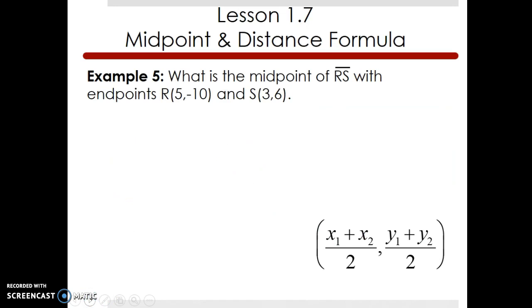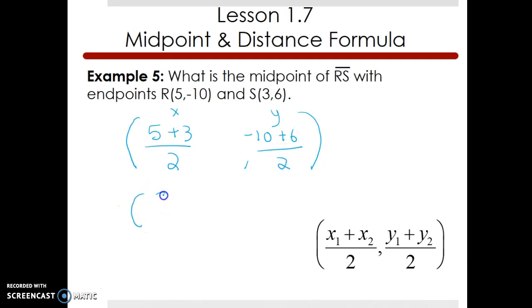Same thing here. You have 2 points, R and S, and you're trying to find the midpoint. Again, you're trying to find the midpoint, so let's see. So your X and your Y. Over here, it's 5 plus 3 divided by 2. This one is negative 10 plus 6 divided by 2.